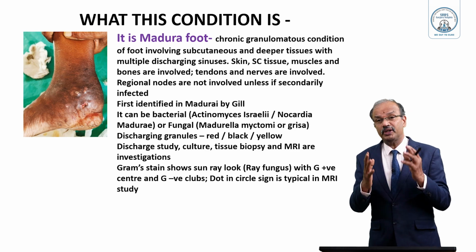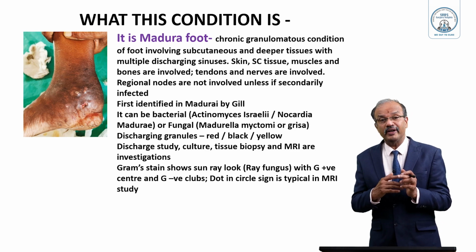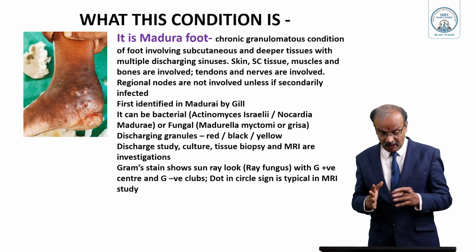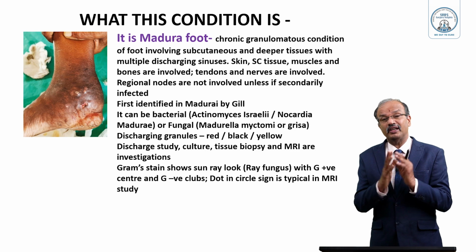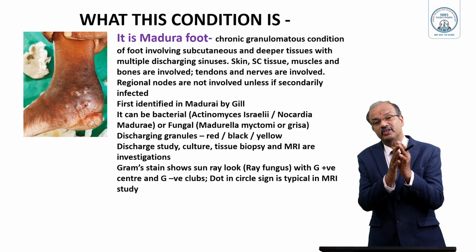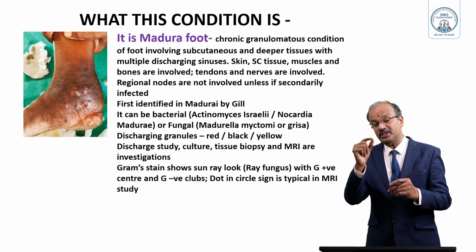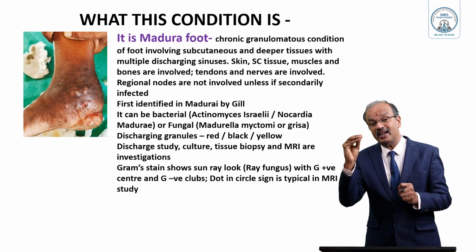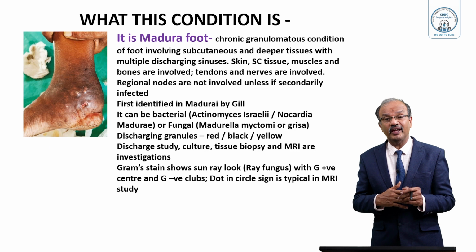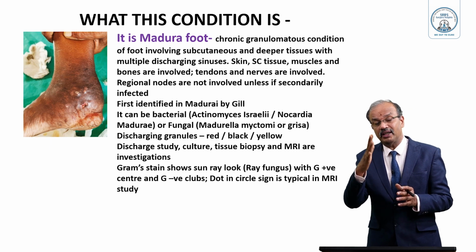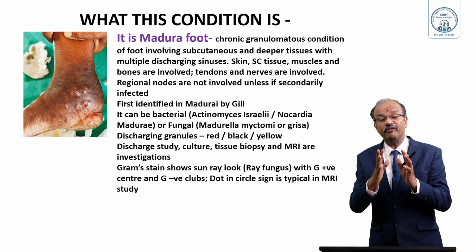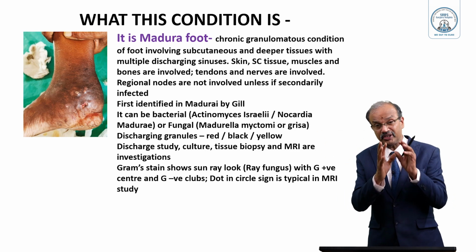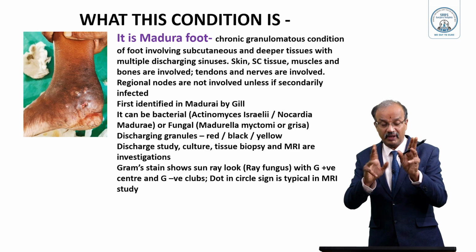It can be bacterial, I already told. Actinomycosis israelii, a fungal-like bacteria. Nocardia madurae is the commonest bacterial cause. Fungal causes are Madurella mycetomatis or grisea. The discharging granules, depending on which organism causes it, are red, black, or yellow. So that discharge is very typical. Collect the discharge and do a Gram staining. You can see the sun ray appearance. That's why it is often called actinomycosis israelii, typically the bacterial type. It is often called ray fungus because, like a sun ray, it is called sun ray fungus. The center is Gram positive, and the rays are Gram negative.